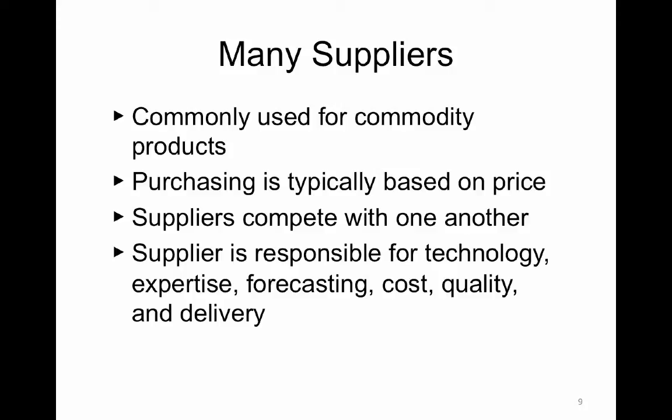So many suppliers. This is commonly used for commodity products. And the reason is, if you have many suppliers, there really isn't much differentiation from one supplier to the next in terms of the product itself. It's a commodity. Purchasing is typically based on price. So you have lots of different suppliers that you can choose from, lots that you have chosen to diversify your supply base, and the purchasing or choosing of suppliers is typically based on price.